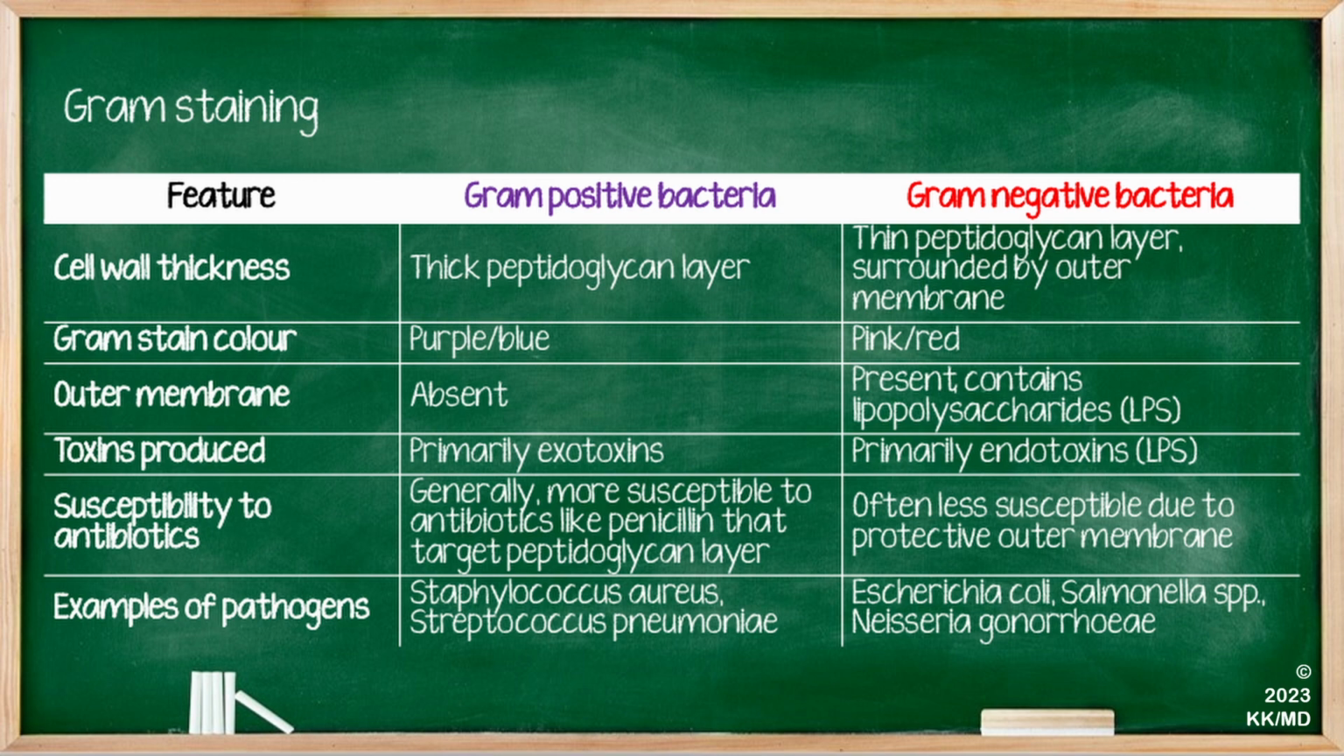We will talk more about examples of pathogens that fall into these 2 categories in a later episode, but as an example, some examples of gram-positive bacteria that you may hear about are Staphylococcus aureus and Streptococcus pneumoniae. And in terms of gram-negative bacteria, the common ones that you may hear about are E. coli, Salmonella species, and Neisseria, for example, Neisseria gonorrhoeae.